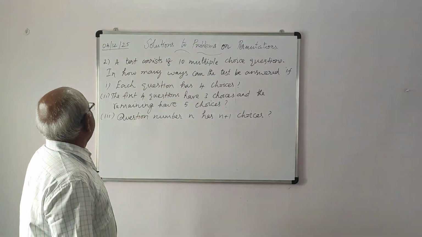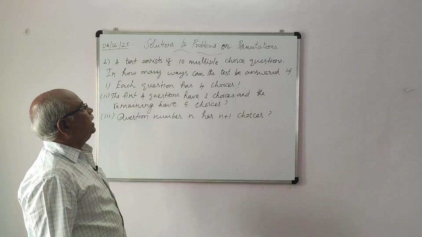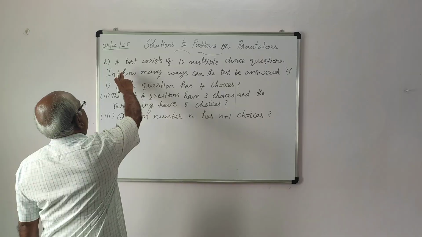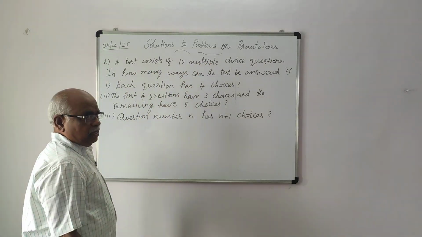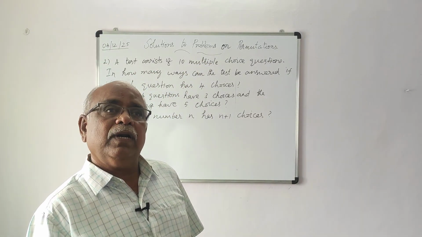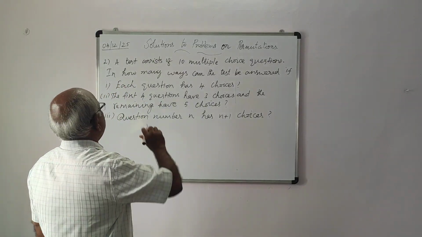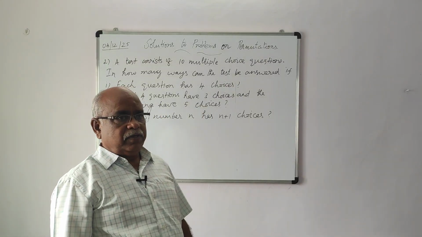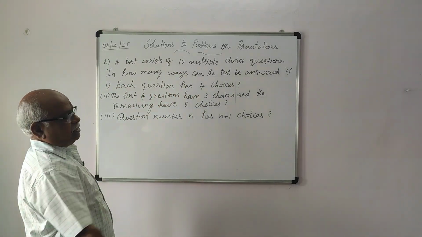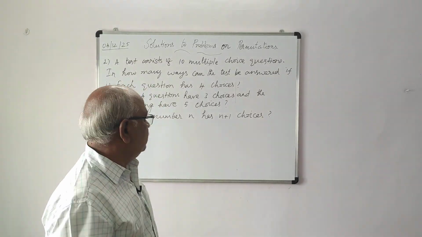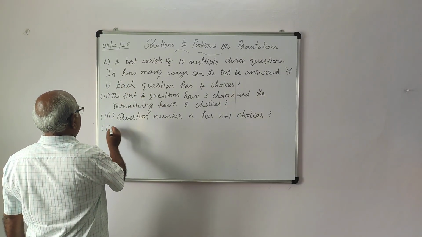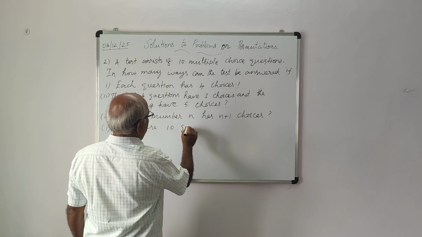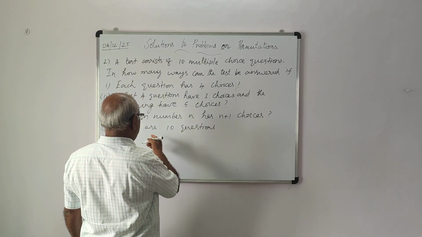See, the next problem in your textbook is exercise problem number 5. A test question paper consists of 10 multiple choice questions. In how many ways can the test be answered under the following 3 conditions? First condition: each question has 4 choices. There are 10 multiple choice questions in total.